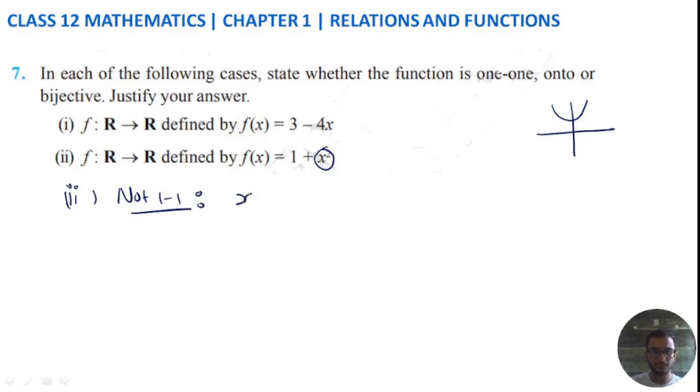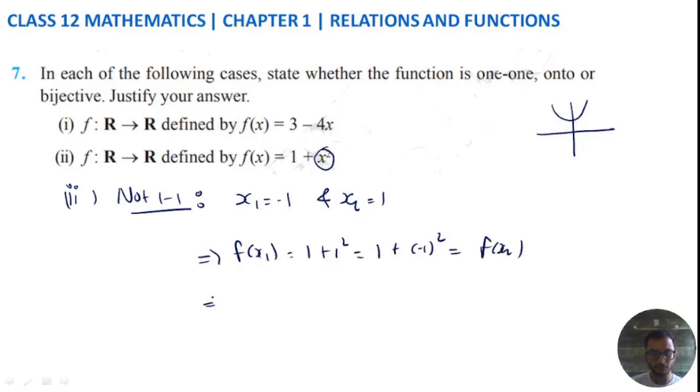So take x1 equals minus 1 and x2 equals 1, which implies f of x1 equals 1 plus (minus 1) square, which is the same as f of x2, which shows that f of x1 equals f of x2. But x1 is not equal to x2, which shows that f is not 1-1. So we are done with showing 1-1.